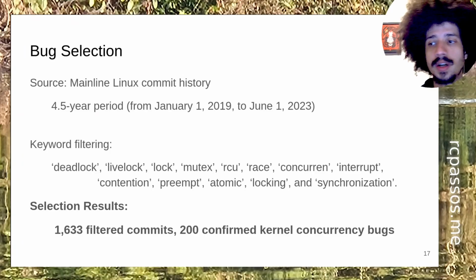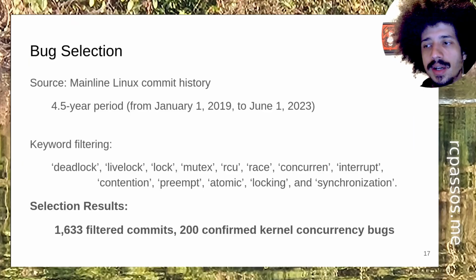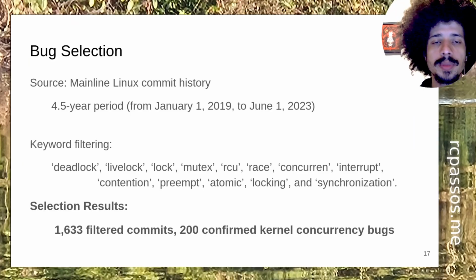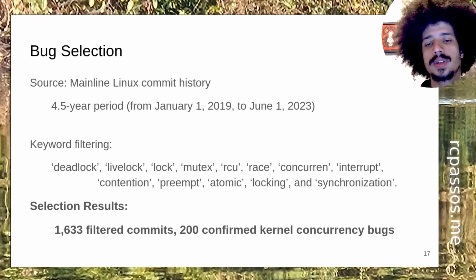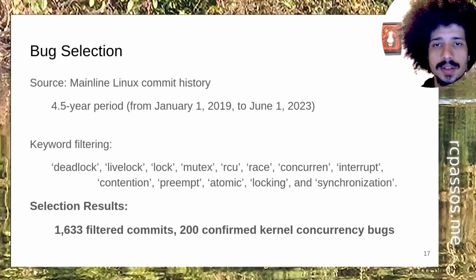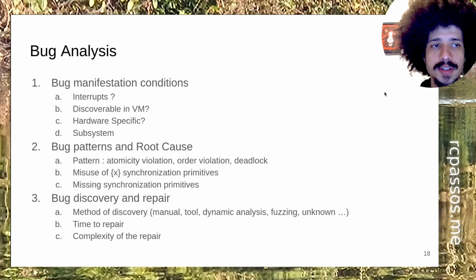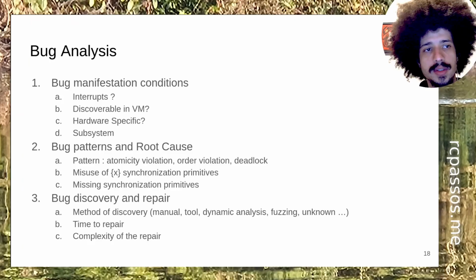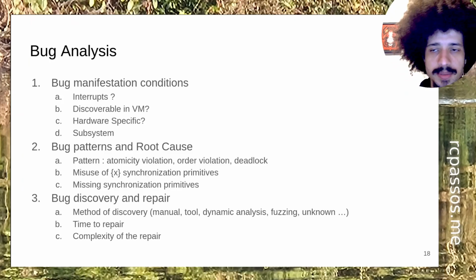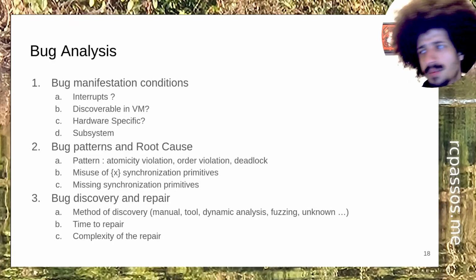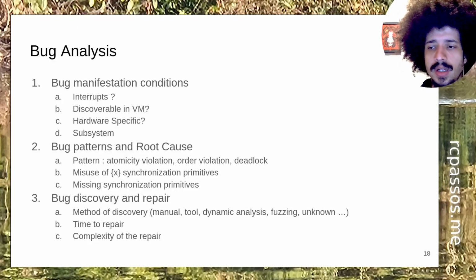Analyzing this is quite hard. 200 is a really large number actually, because they have to spend a lot of time analyzing each commit and the discussion in the mailing list, and they need to understand the kernel to confirm those are concurrency bugs. What were they analyzing for each bug? First, what is the manifestation condition? Did it depend on interrupts? Could it be discovered in virtual machines? Is it hardware specific? Does it depend on a specific driver? And which subsystem in the kernel does it apply to?